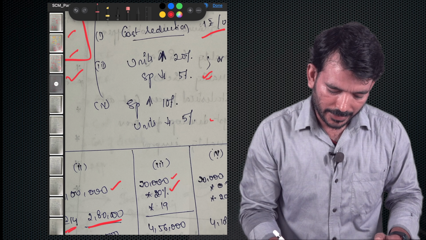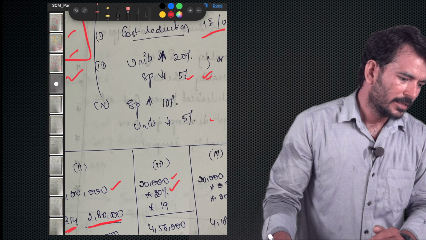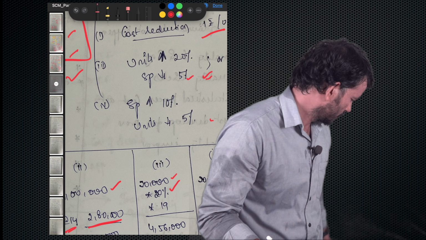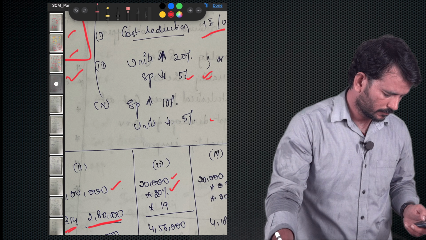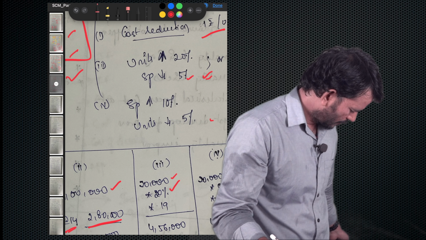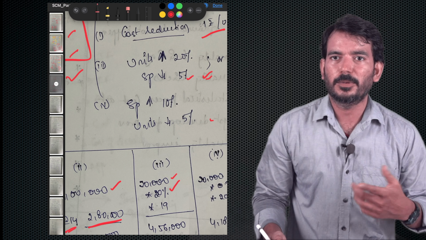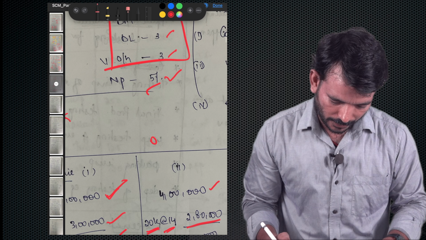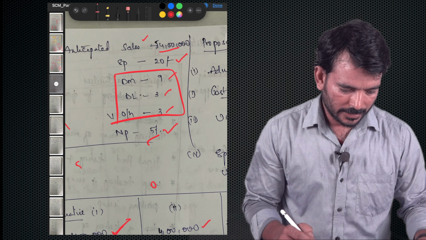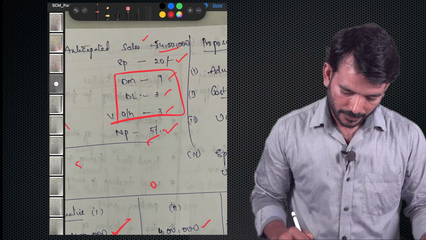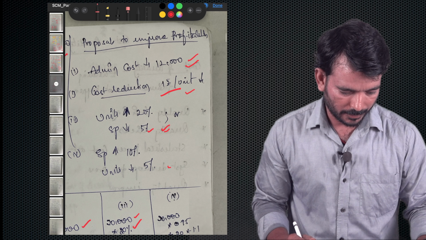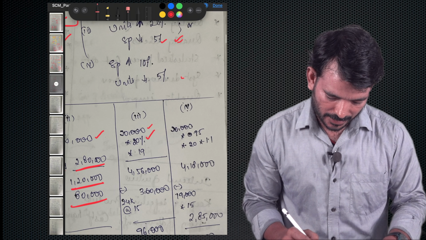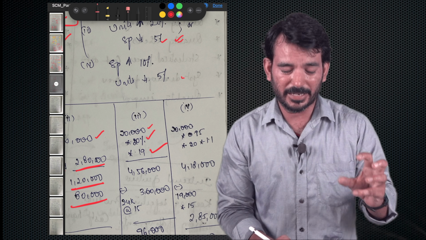And reduce the selling price by 5%. So selling price, we know what is the selling price, 20. So 20 selling price, you are reducing it by 5%, minus 5%. So 19 will be the revised selling price. It's again very basic things.